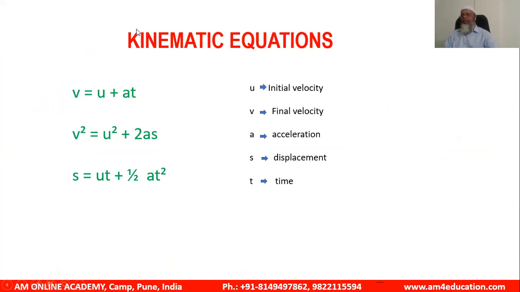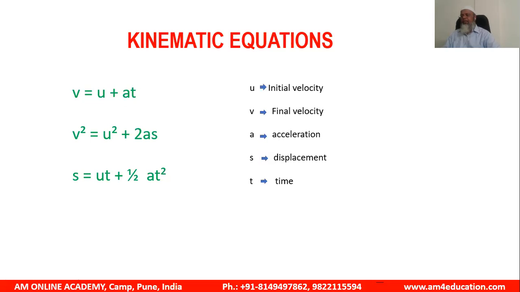Now the last is kinematic equations. You have already studied in lower classes V is equal to U plus AT, where U is initial velocity, V is final velocity, A is acceleration, and T is the time required to achieve that velocity with acceleration A. Similarly, V square is equal to U square plus 2AS. Here, one new term is S, that is nothing but displacement.